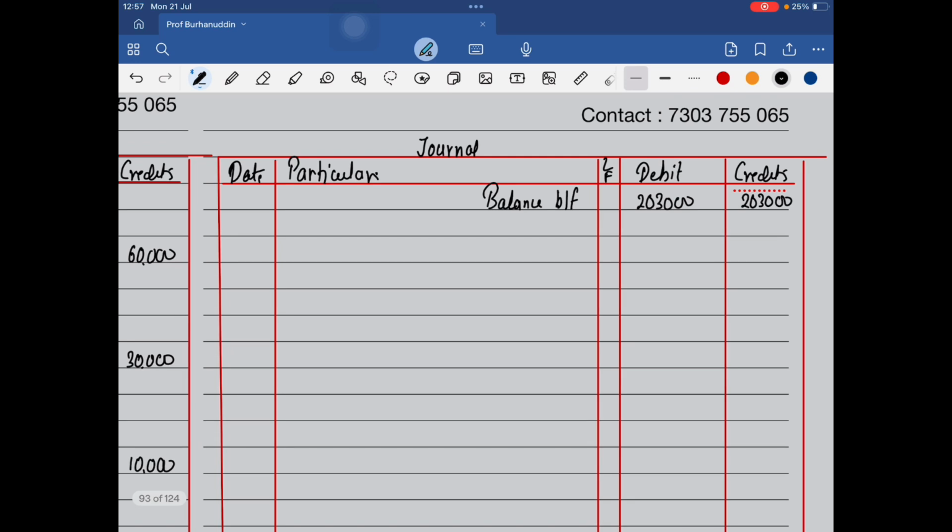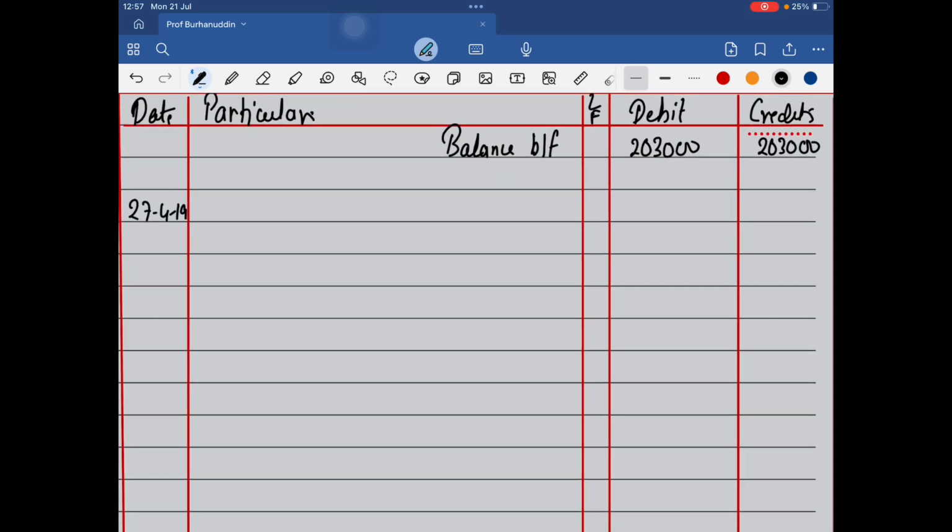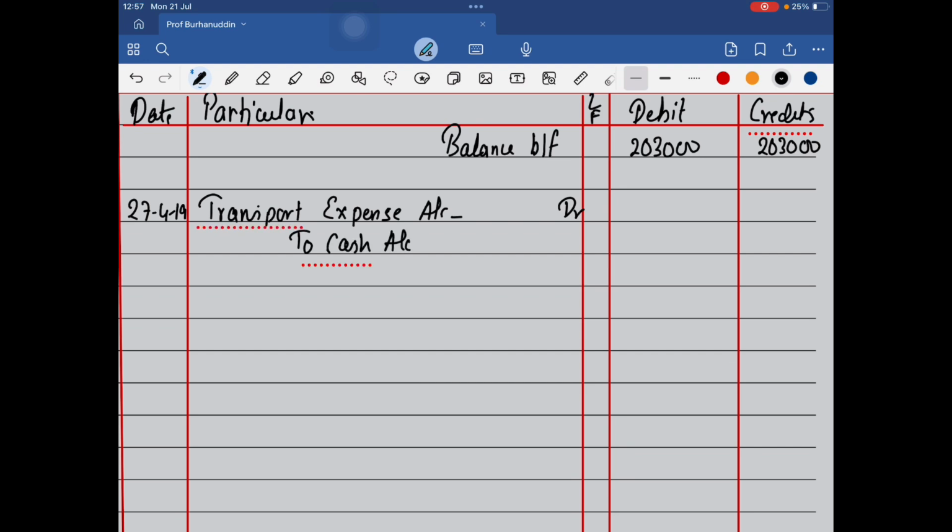The date is 27th if I am not wrong. So 27th of April 2019. Here I am going to write transport expense or transport expense account debit, or transport charges account debit to what? To cash account. Now many of you are always worried that, sir, what if I write transport charges, I write transportation charges? It's okay. It's just the name of an account.